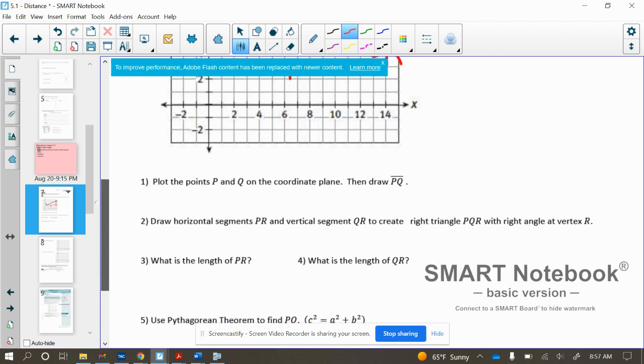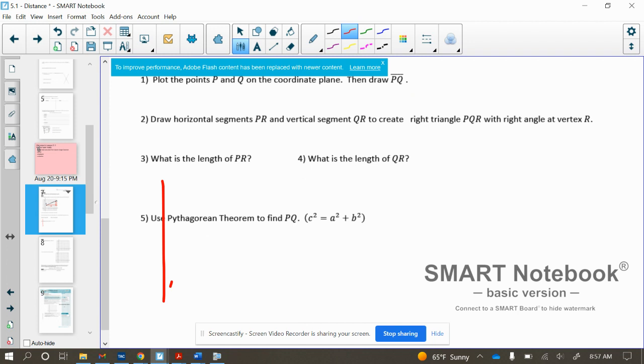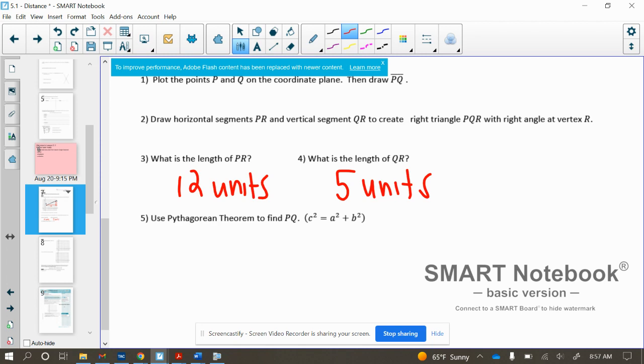So what we're doing here is we can actually draw in the horizontal and vertical pieces. So 12 units and 5 units. And now we're actually able to count those.